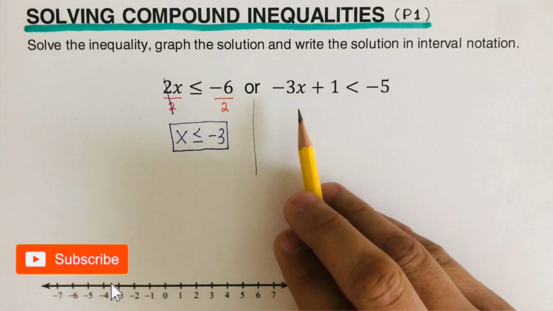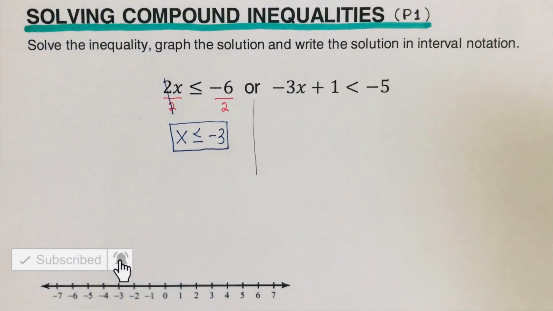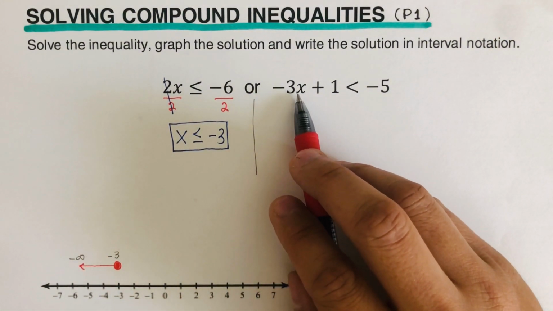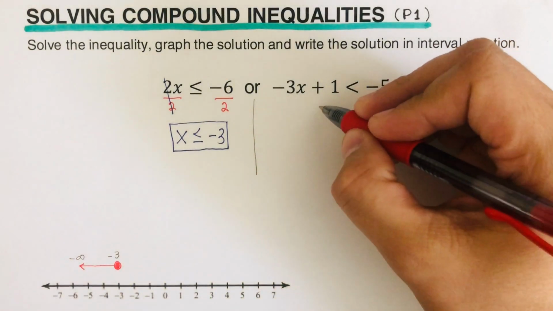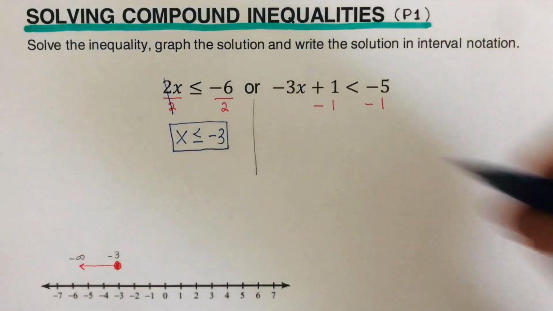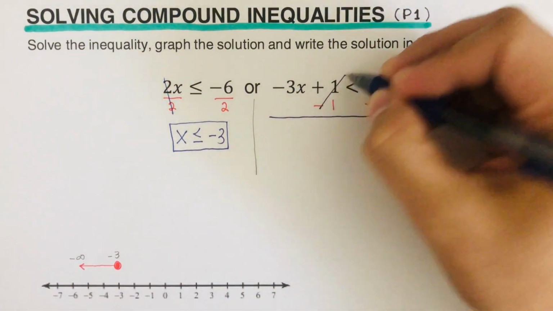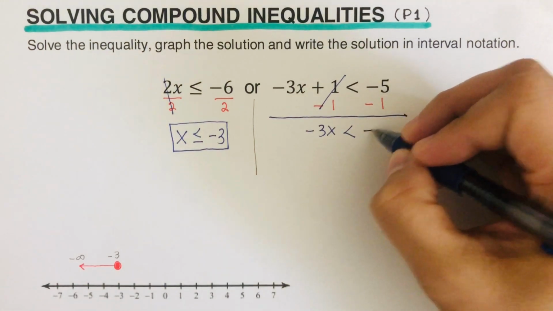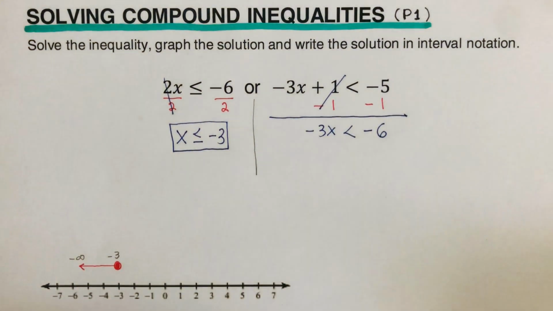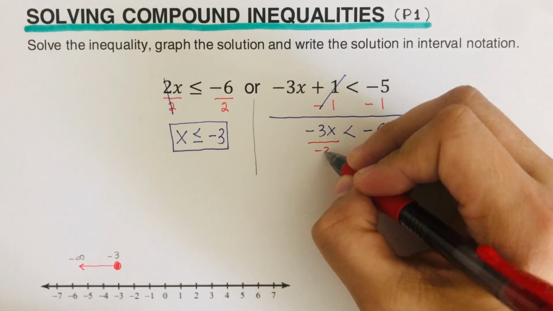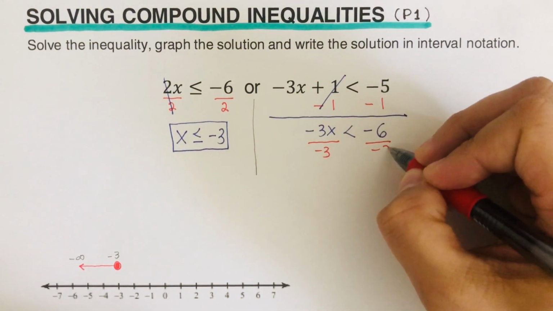Now let's have the other inequality. What we are going to do here is again have x by itself on the left side. So I'm going to subtract 1 from both sides, minus 1. Then I can cross this out first, so I am left with negative 3x less than negative 6. Now I need to have x by itself, so I'm going to divide both sides by negative 3.